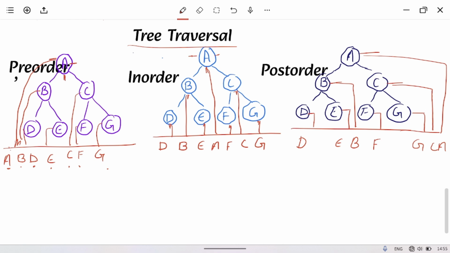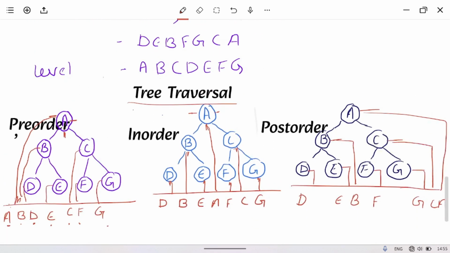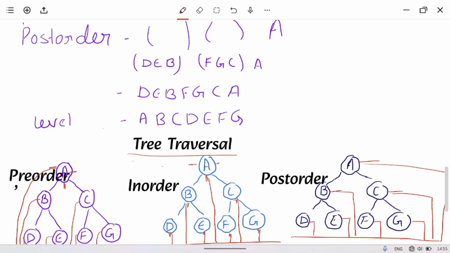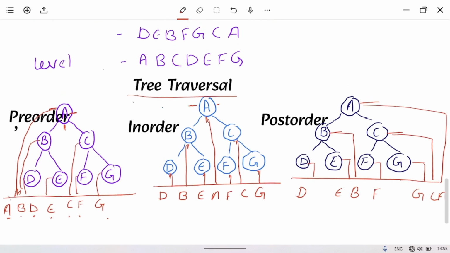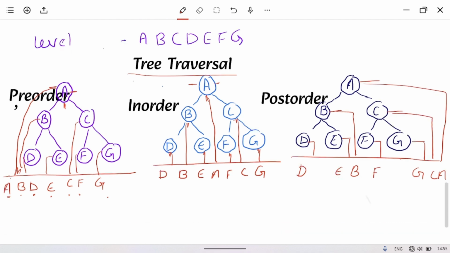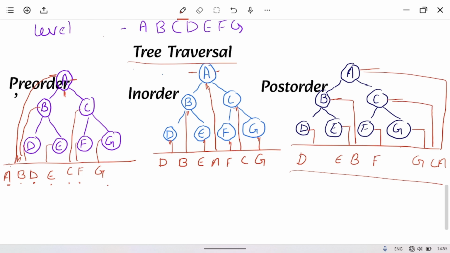That will be post-order. What did we get in post-order? D, E, B, F, G, C, A. Same we got here.